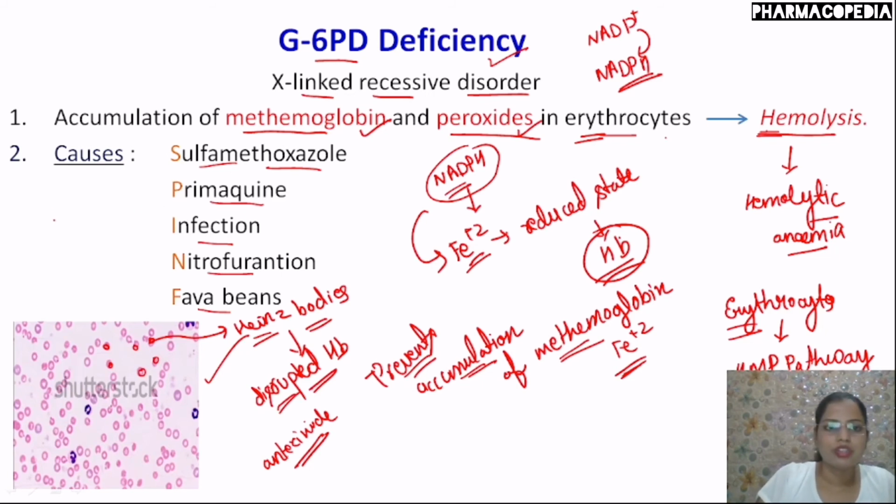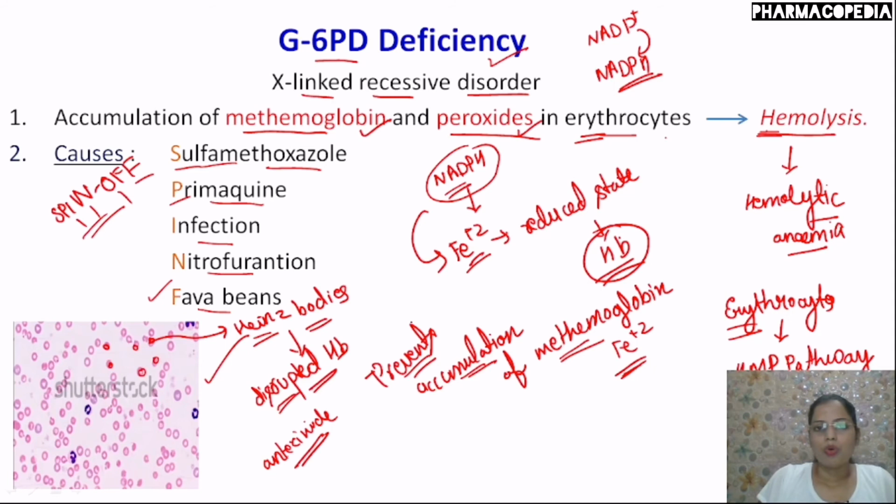Yes, dear students. So you can generally remember it with the help of the mnemonic SPIN-OF. S for sulfamethoxazole, P for primaquine, I for sort of infection, N for nitrofurantoin, O for oxidant drugs, any sort of oxidant drugs, and F for fava beans. So through this, you can simply remember the drugs which cause the G6PD deficiency.